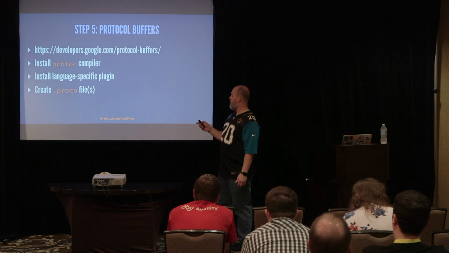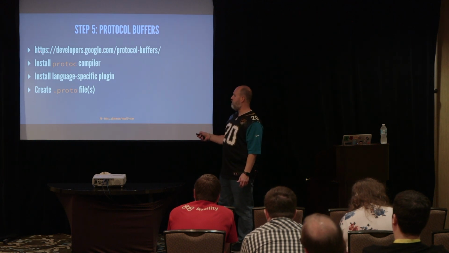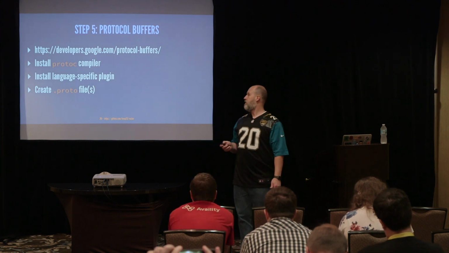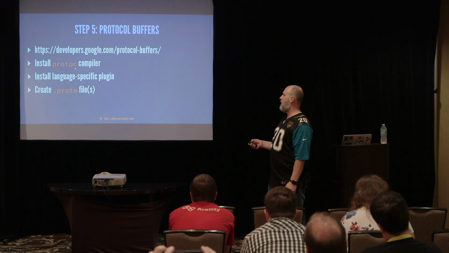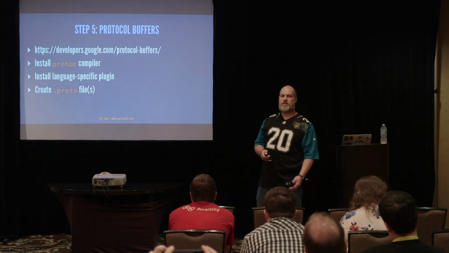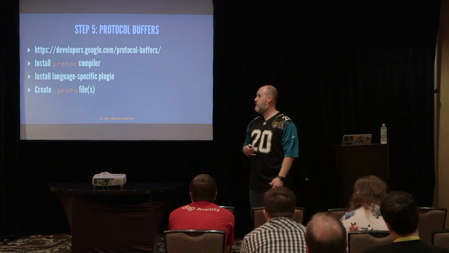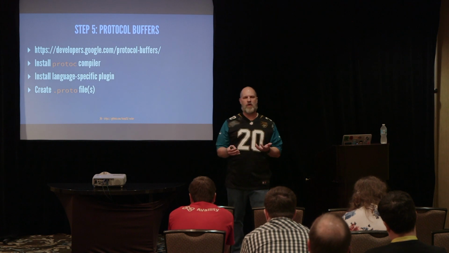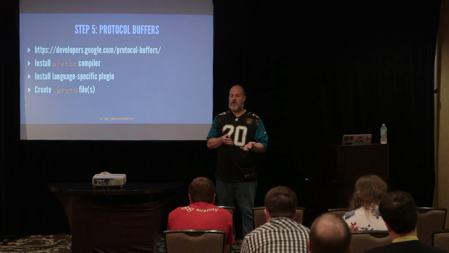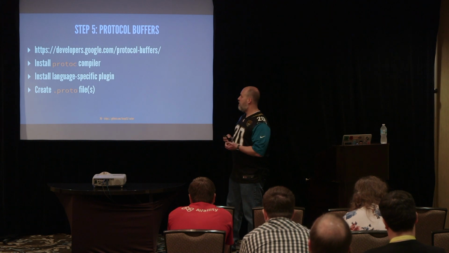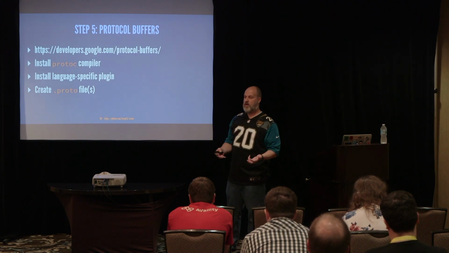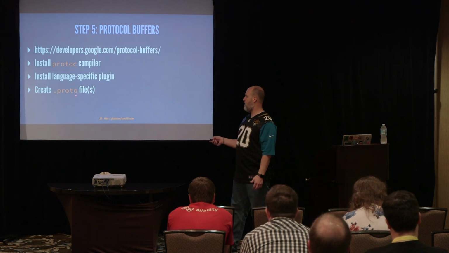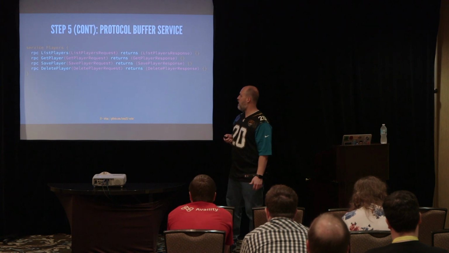So here's the website that talks about protocol buffers. That's the specification language that gRPC uses. You need to install the protoc compiler that understands the protocol buffer specification language. You need to install a language-specific plugin for whatever language you're working with so that it can generate code, in our case Go code, for your server and your clients to use. And then you create your .proto file. So let's look at what that kind of looks like.